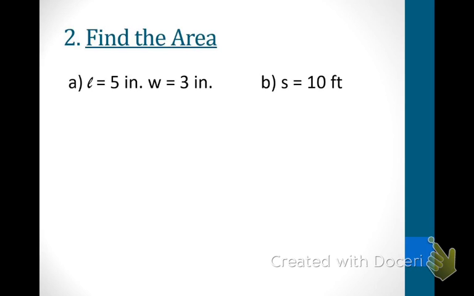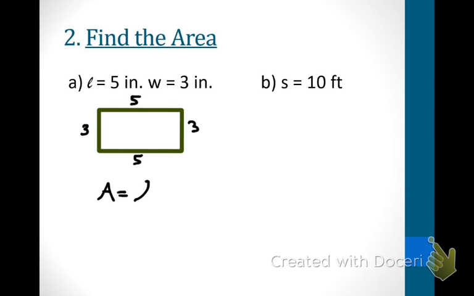So to help us visualize, let's just go ahead and draw ourselves a rectangle, because we know problem A is a rectangle. All right, then sometimes it helps us just to figure out and kind of label what the sides are. All right, the length is 5 inches, the width is 3 inches. Who remembers what the area formula is for a rectangle? A equals length times width. Always start with your formula. All right, would you help us out? Go ahead and plug it in.